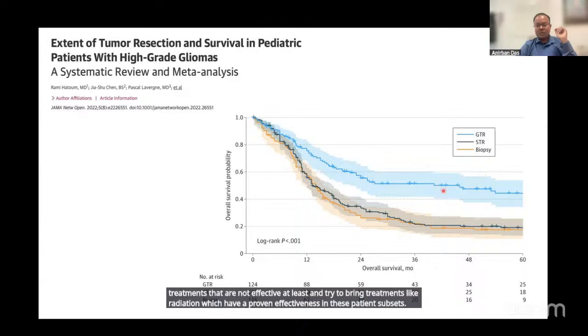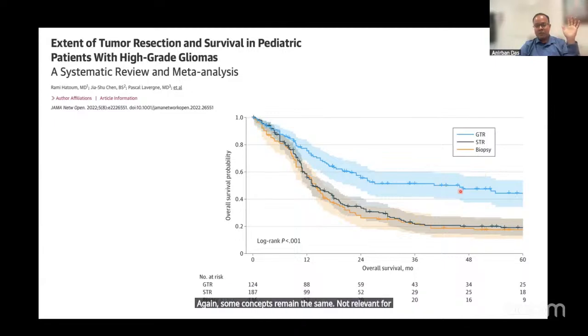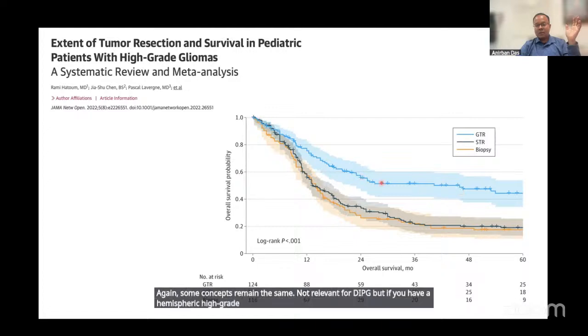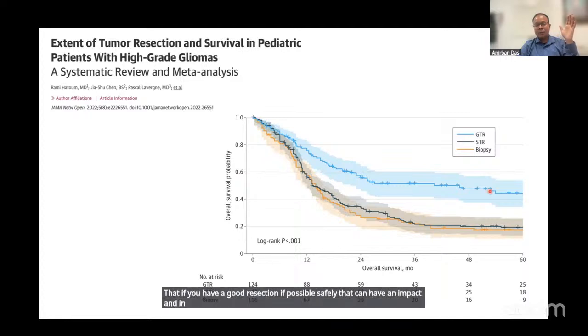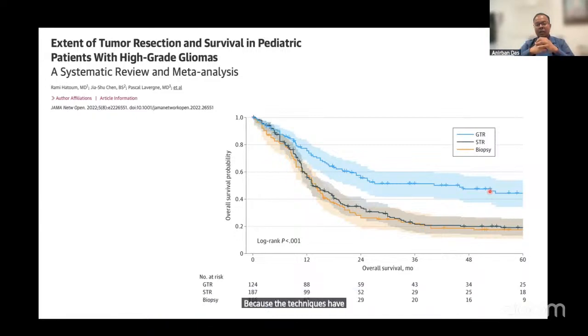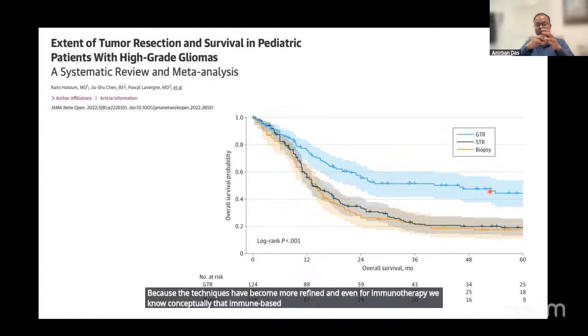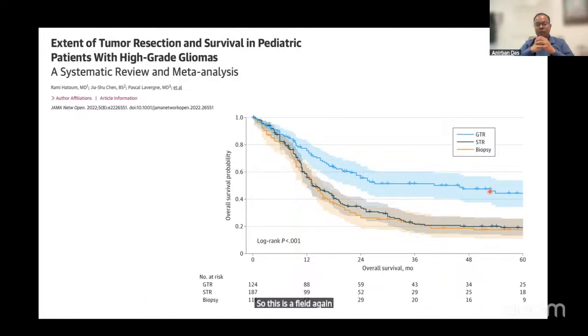Again, some concepts remain the same, not relevant for DIPG, but if you have a hemispheric high-grade glioma, resection is important. Sometimes we are nihilistic and do small biopsies, which really don't have an impact on the outcome. But you can see that if you have a good resection, if possible safely, that can have an impact. And in the adult neurosurgery world, people are now moving towards supramaximal resection because the techniques have become more refined. And even for immunotherapy, we know conceptually that immune-based strategies are probably more effective when the tumor burden is low. So this is a field again that we need to think about differently.